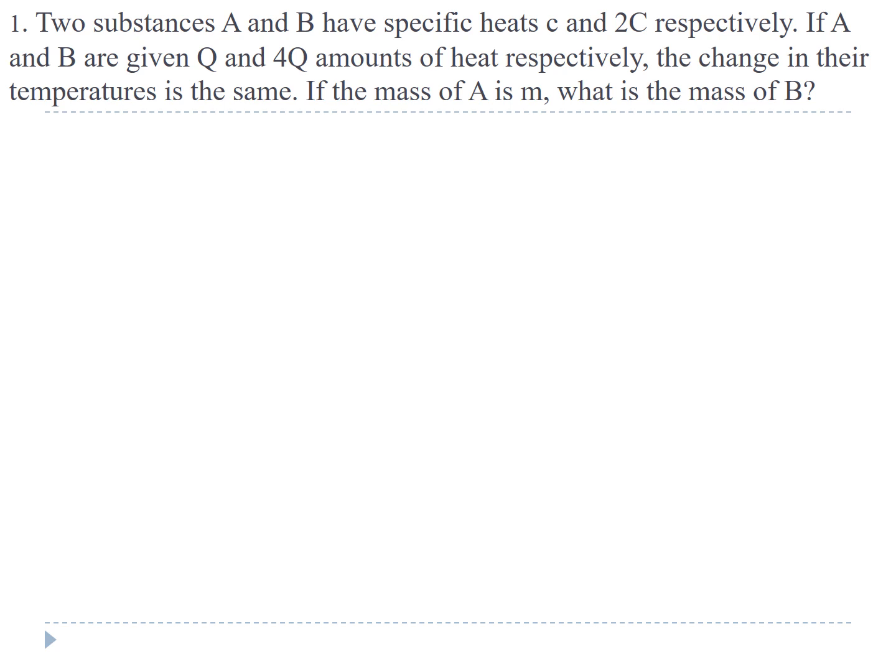Now, if you read the first sentence, it is written two substances A and B have specific heat C and 2C respectively. They have written substances together, they have written specific heats together. When I'm reading it, I have to make sure and understand which specific heat is for which substance. Two specific heats are given, C and 2C. You have to identify which is a specific heat of A and which is a specific heat of B. For making it simple, they have used the word respectively.